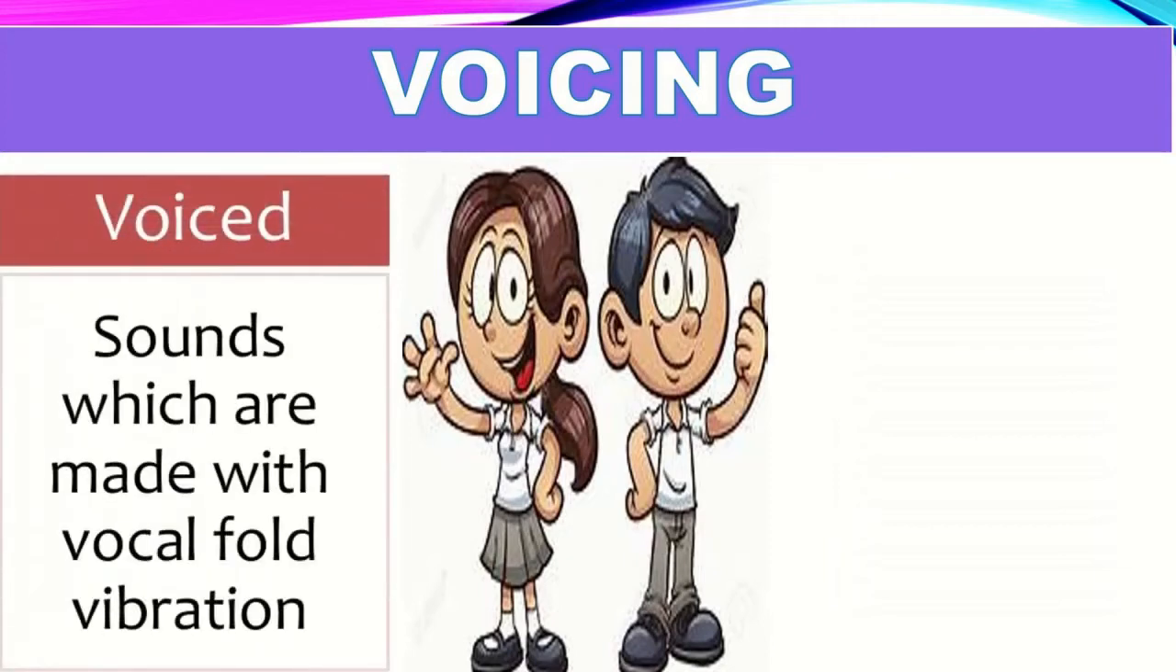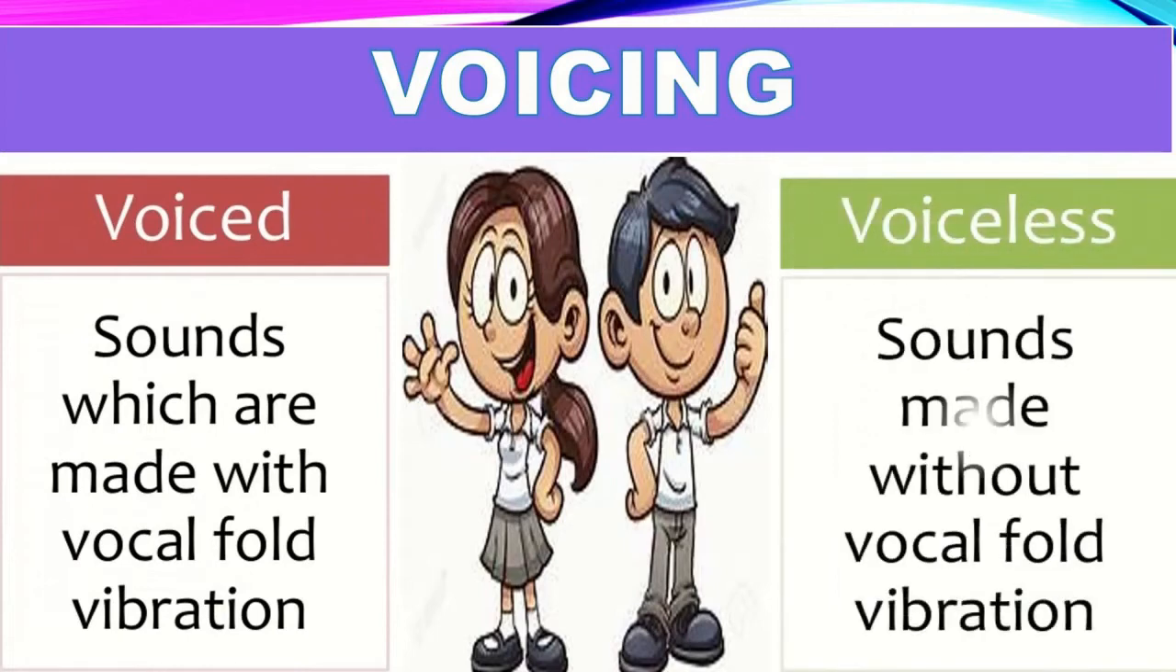Voiced sounds are made with vocal cord vibration. Voiceless sounds are made without vocal cord vibration. If you put a finger in each ear and say zzz, you can feel the vibration. If you put a finger in each ear and say sss, you will not feel any vibration. And when you whisper, you are actually making all the speech sounds voiceless.